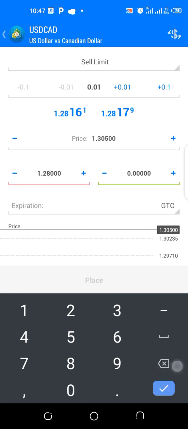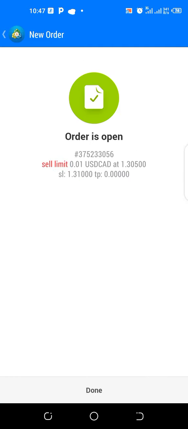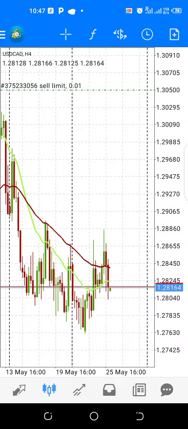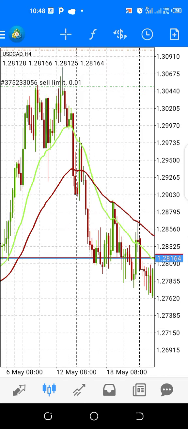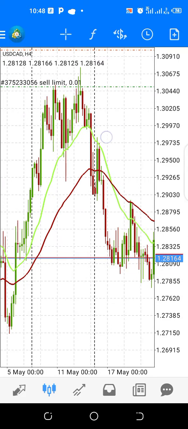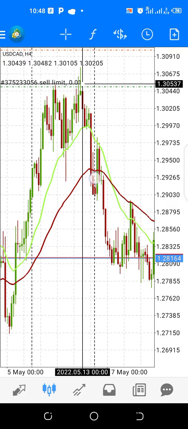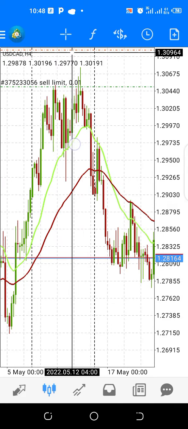While our stop loss is going to be 1.31000. Let's give the market a lot of room to breathe. So place it, you can see there is our entry, there is our price, there is our trade. This is the entry point and here is our stop loss.